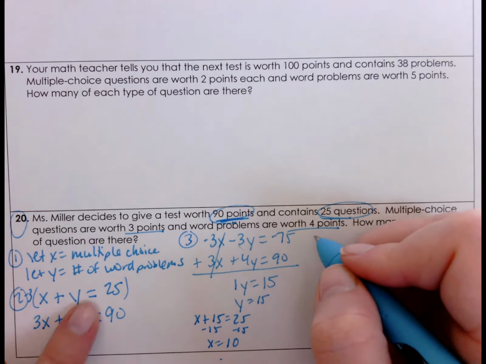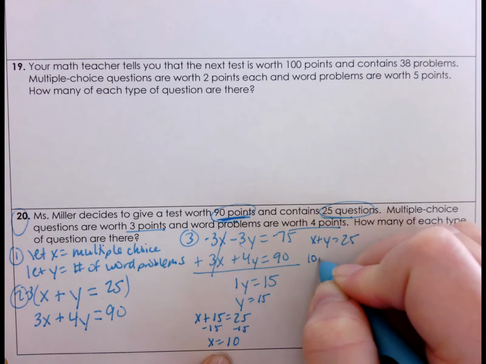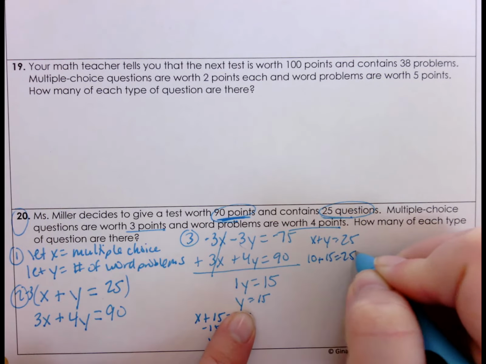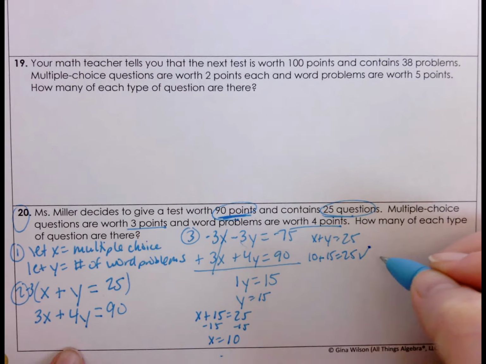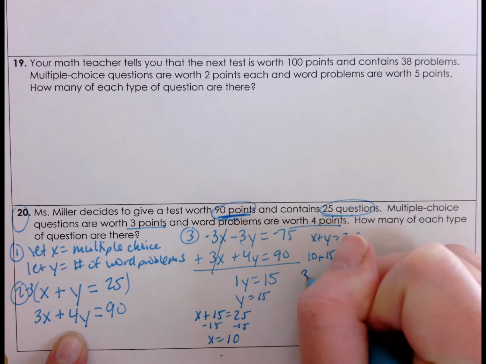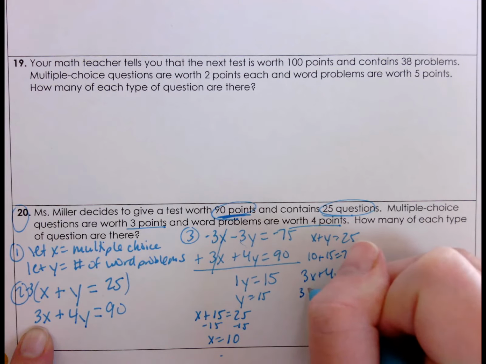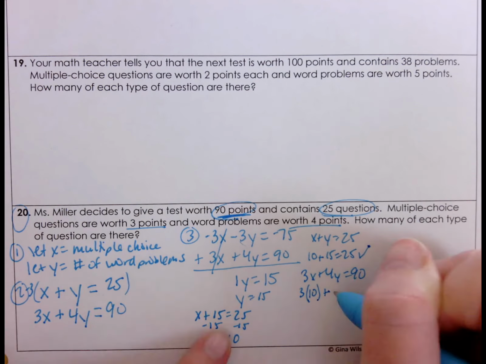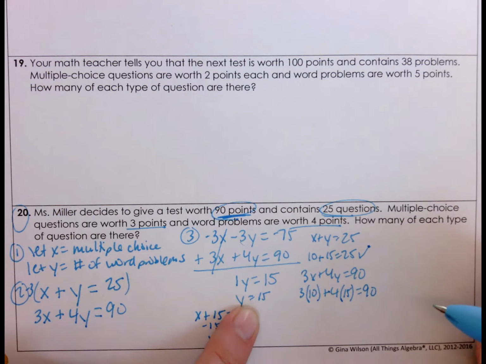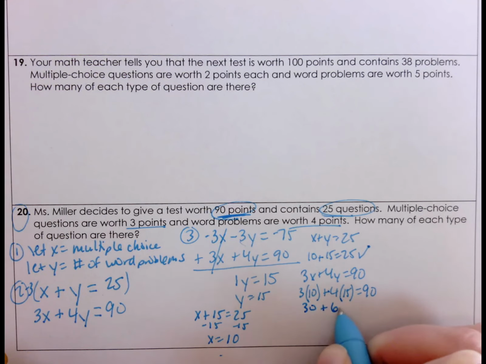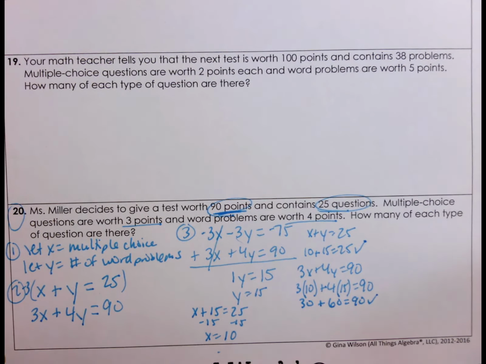So I'm going to take this original equation again, x plus y is equal to 25. I'm going to plug in x is 10, y is 15, and check to make sure that that equals 25. And 10 plus 15 does equal 25, so that works. Second one we need to check is here. So we have 3x plus 4y is equal to 90. So 3 points multiplied by the 10 problems plus 4 points multiplied by the 15 problems should equal 90 points. So 30 plus 60, and yes, that does equal 90, so that works as well. So we do have the correct answer here.